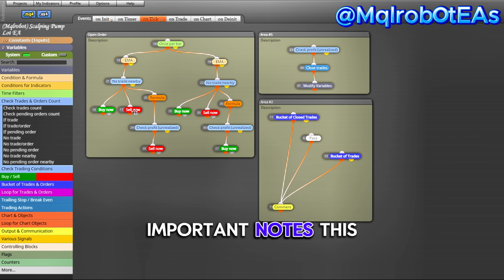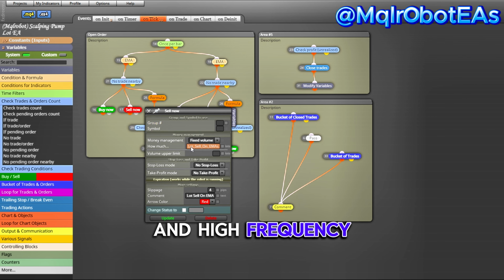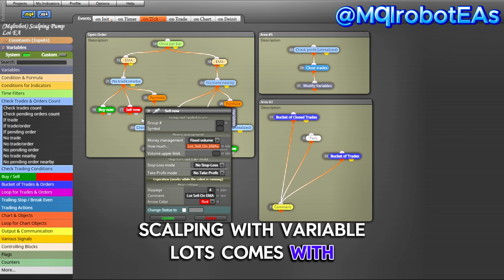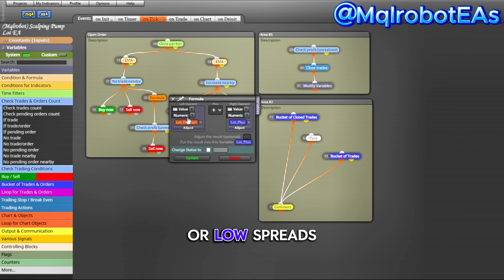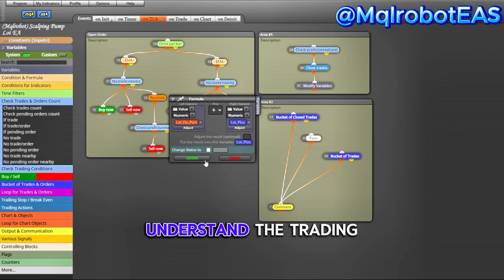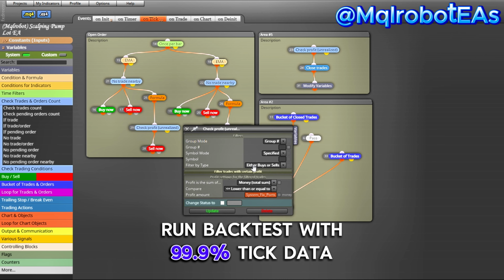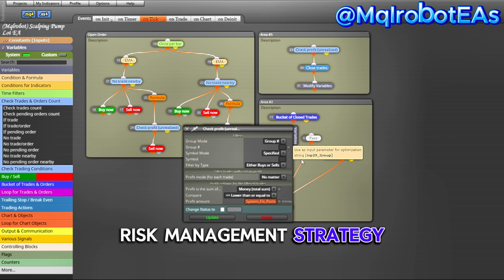Important notes. This EA is suitable for fast-moving markets and high-frequency strategies. However, scalping with variable lots comes with significant risk, especially when using small timeframes or low spreads. Before running this EA live, understand the trading logic and behavior. Run backtests with 99.9% tick data. Make sure it aligns with your risk management strategy.